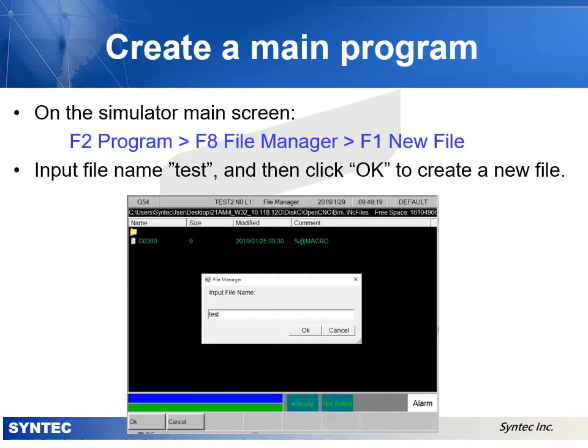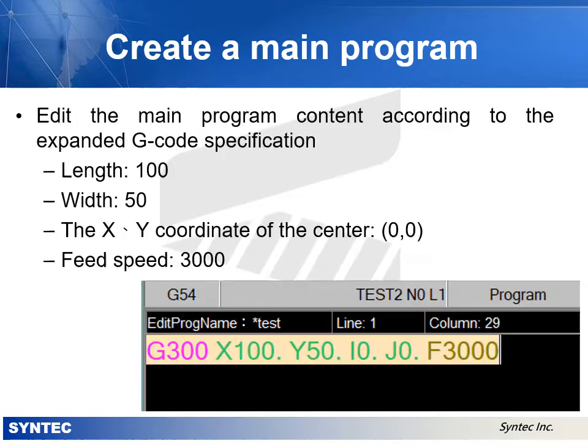Create a main program. On the simulator main screen, press F2 Program and then F8 File Manager and then F1 New File. A window will pop up. Input the file name and press OK. The new file will be opened automatically.